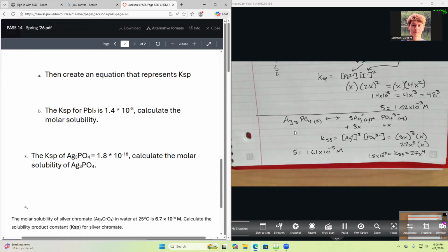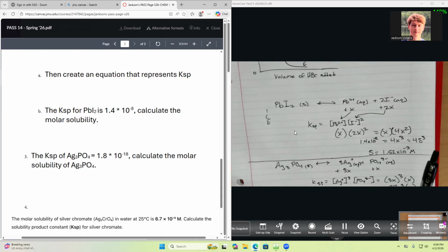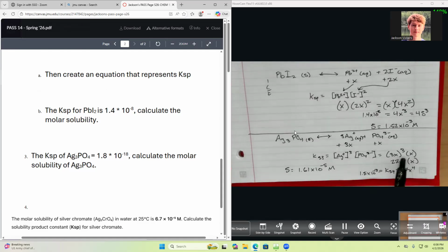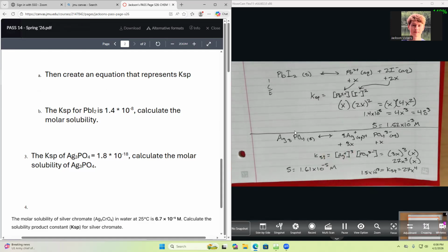Cool. If you do a few more of these, you might start to learn the trend where you can get 4s cubed, you can get 27s to the fourth, or you can get 108s to the fifth, depending on what the breakdown of these ions is. So you might not even need to write all this out if you want to be real quick with it, but I would still on the test. So yeah, you could have 108x to the fifth equals Ksp as another option.